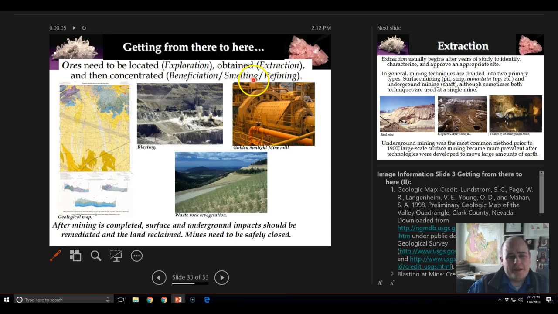And then smelting, or refining. And after that, a responsible mine would take that property and put it back after we extract the materials, back to its natural habitat, so we don't cause any environmental impacts.